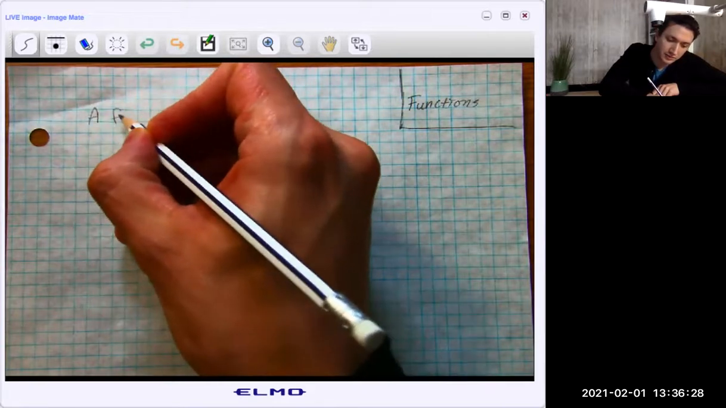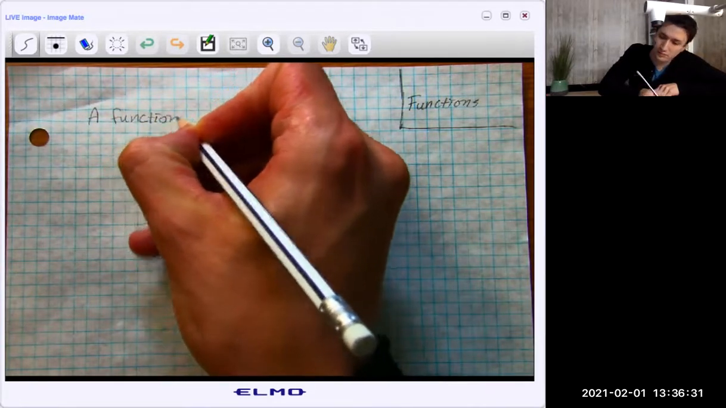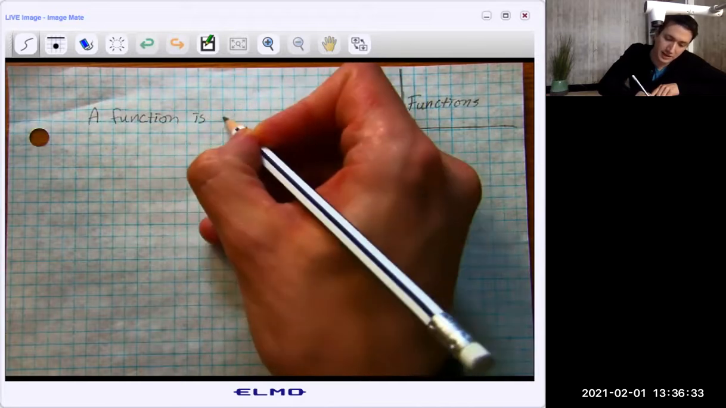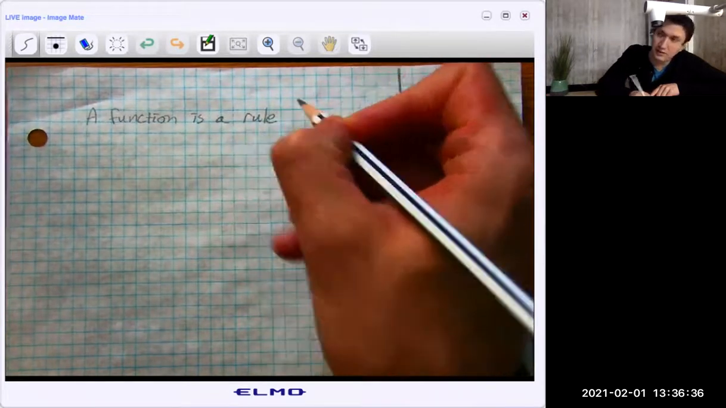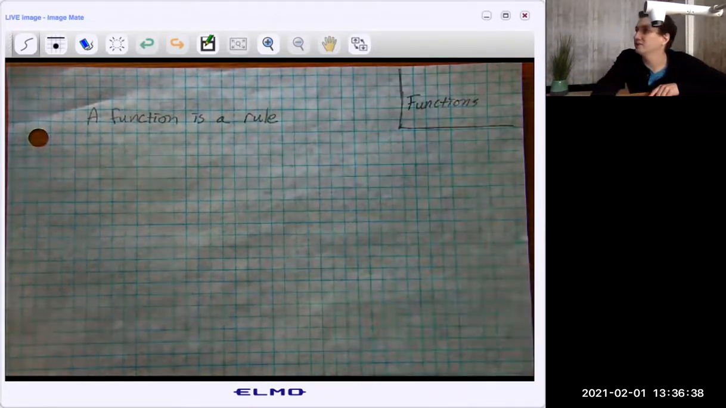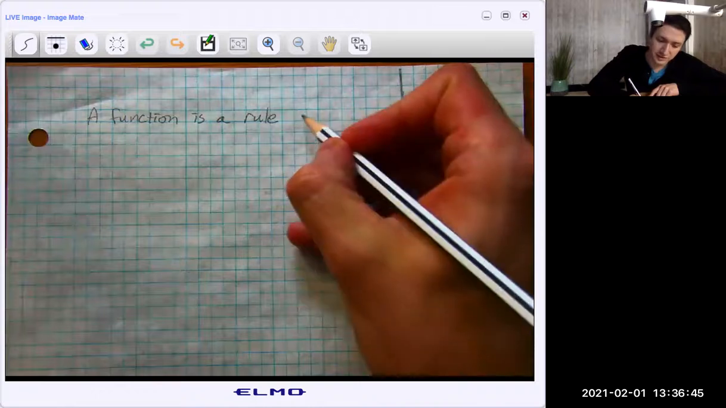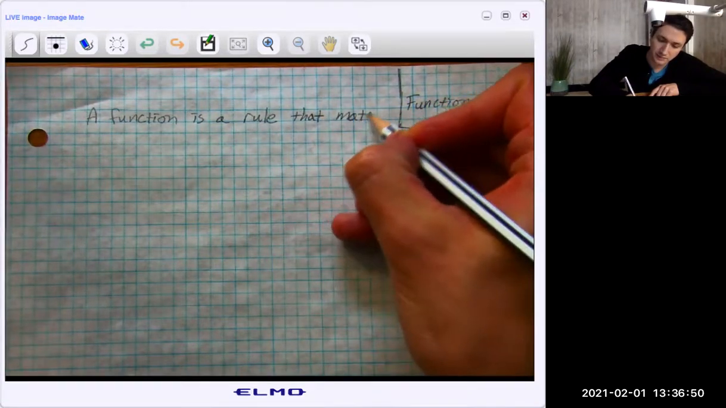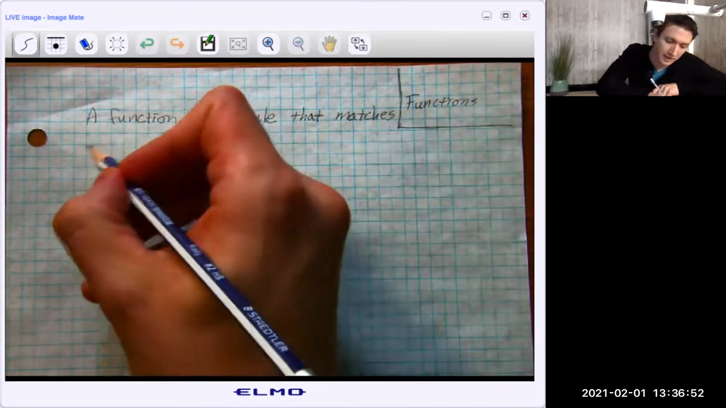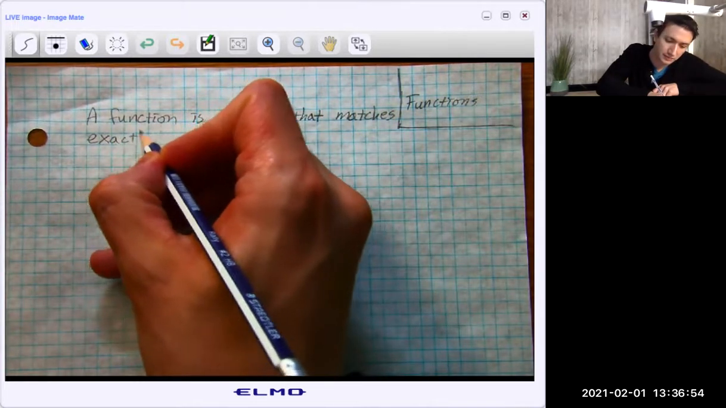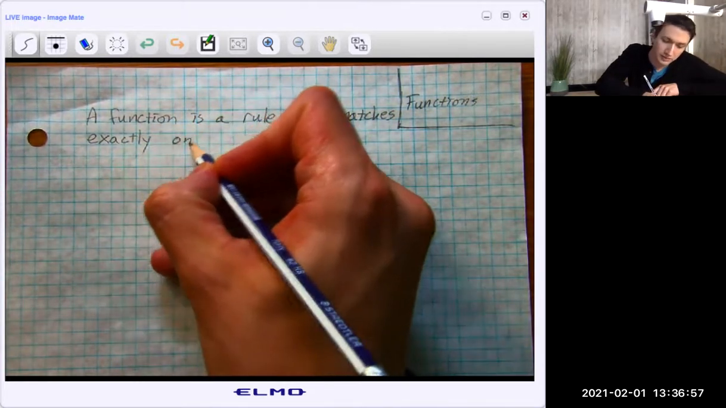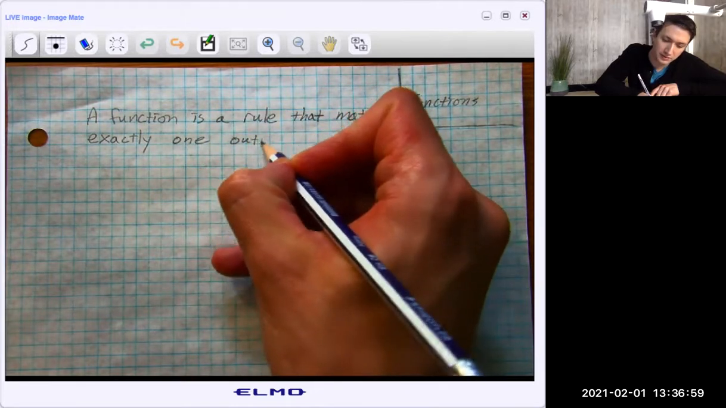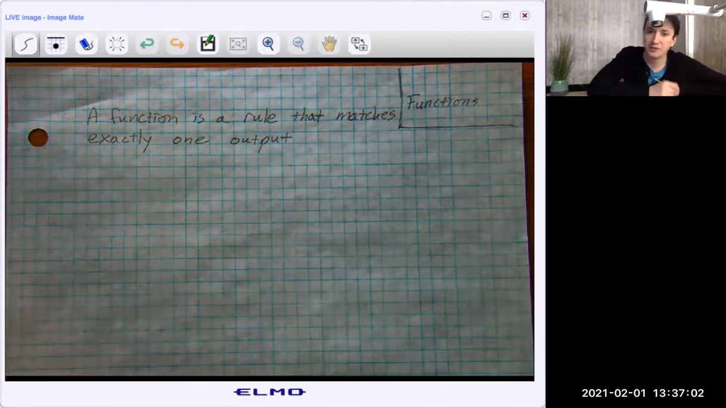A function is a rule. On Desmos, what wording did we use? It said that assigns, I like to use the word matches. It's a rule that matches exactly one output.